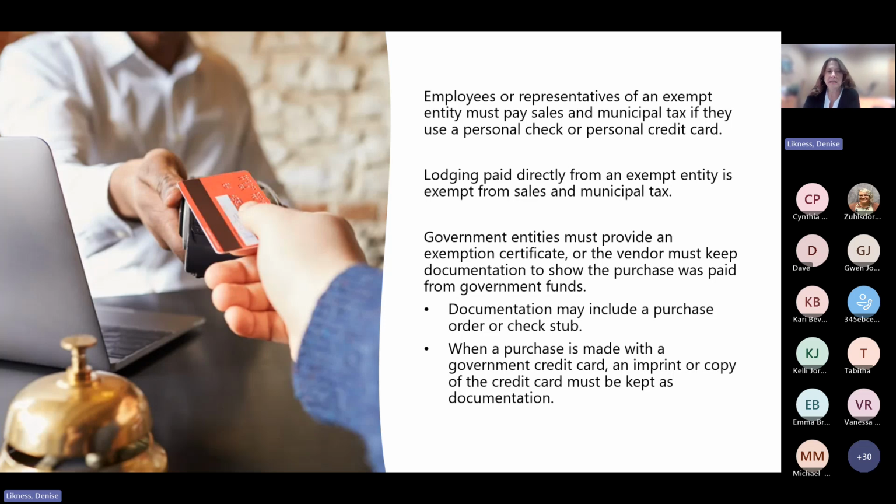Now, certain government entities must provide an exemption certificate, or a vendor must keep documentation to show that the purchase was paid from government funds. That's the same with the school. If you have documentation to show the purchase was paid from government funds, then you're good to go. It may include a purchase order or check stub. When a purchase is made with a government credit card, as in the case of the military, we have tax facts on that too as far as lodging. The imprint of the credit card must be kept as documentation, because you can tell on the face of the card if it's the actual government card. I was in the military, so I had a government card that I used for lodging purposes. Then the sales tax was exempt.